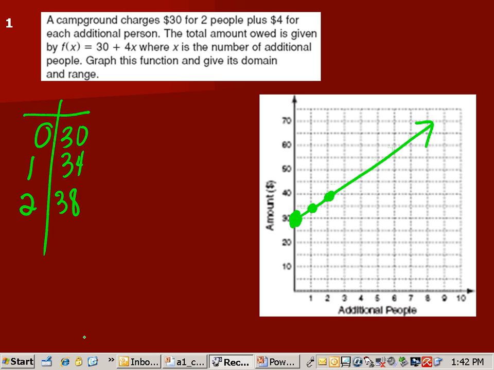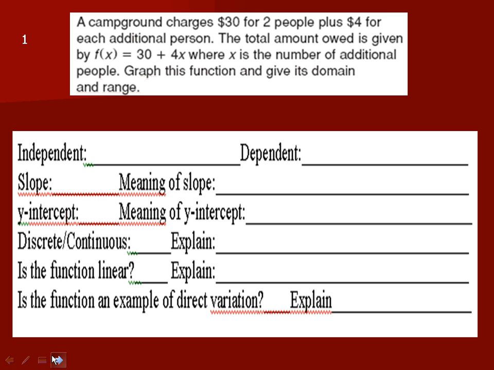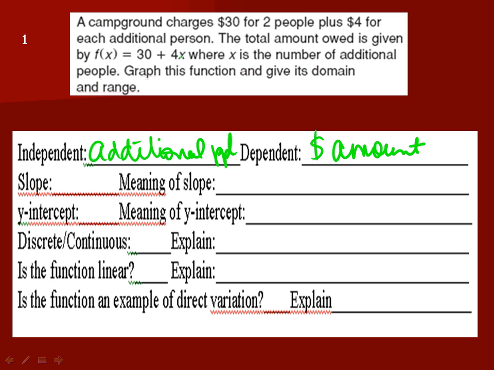Okay, so now since I have this graphed, my next job is to answer the following questions. Independent is the x value, which is across the bottom, and it's not just people, but additional people. Dependent is the dollar amount. The slope is 4, and the meaning of the slope is $4 per additional person. Don't just put per person, but make sure it's additional people.